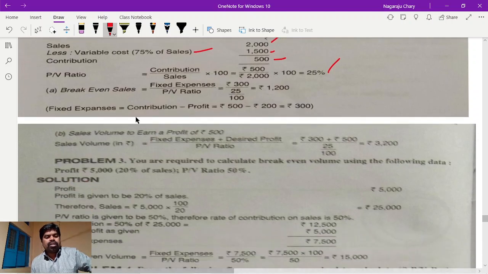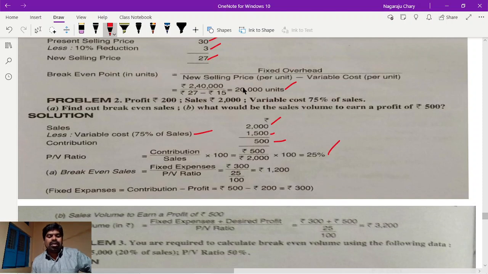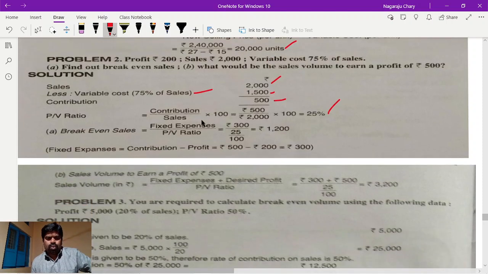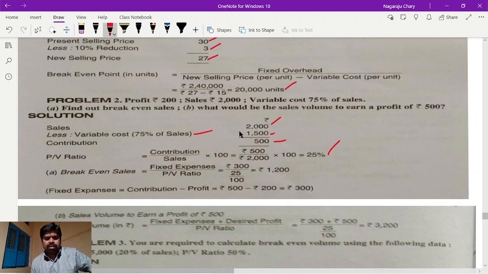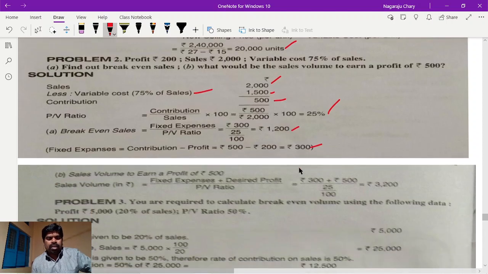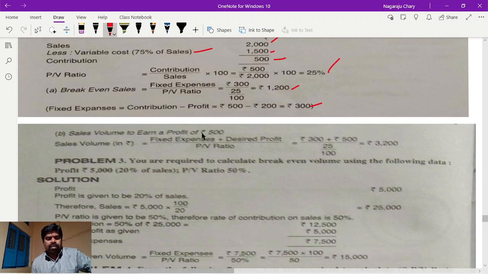So PV ratio is 25%. With the help of contribution and PV ratio, we are going to calculate break-even sales: fixed expenses by PV ratio. We don't know what the fixed expenses are. Contribution is 500, so fixed expenses is the difference between contribution and profit, which is 300. So 300 by 25%. Then ultimately we get break-even sales, that is 1200 rupees.